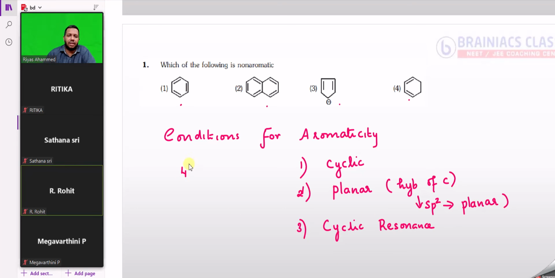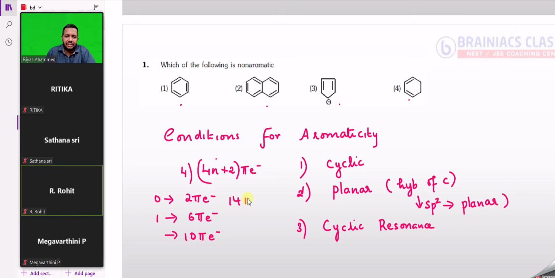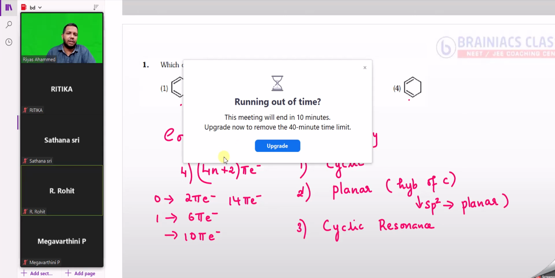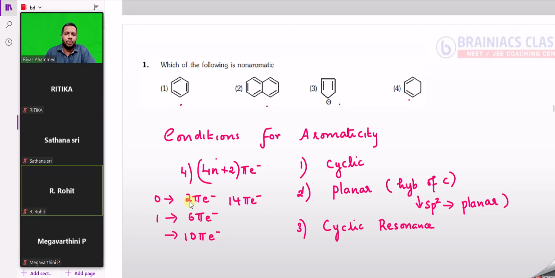And the fourth condition is it should follow Huckel's 4n plus 2 pi electron rule. What does that mean? You can put different numbers for n. Put n is equal to 0, this will become 2 pi electron. Put n is equal to 1, then it will become 6 pi electron. Like that it goes, it becomes 10 pi electron next time, then it becomes 14. The thing here is you count the number of pi electrons. If that number is either 2, 6, 10, 14, 18 or anything like that, then I can say it is following the pi electron rule.